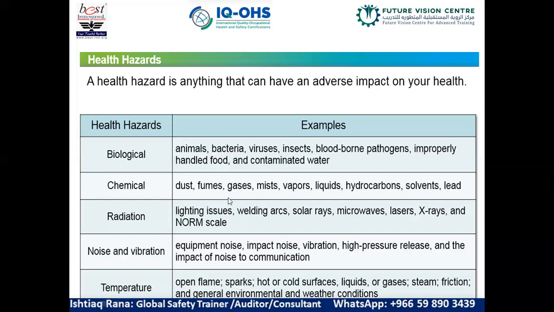Then we have another category, like chemical. Examples are dust, fumes, even sandstorm. Dust in solid shape is a chemical. Fumes, gases, mist, vapors, liquid, hydrocarbon, solvents, and lead. Even at your site, several chemicals could be there, used for different processes. Radiation could be lighting issues, welding arcs, solar rays, microwaves, even lasers and x-rays. That is the reason in hospitals they keep us away from x-ray rooms, you know.